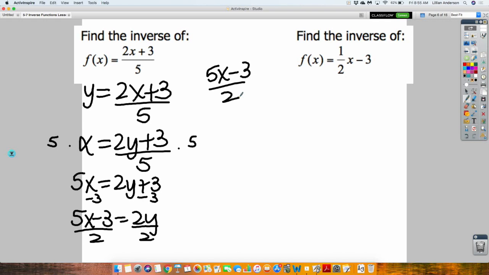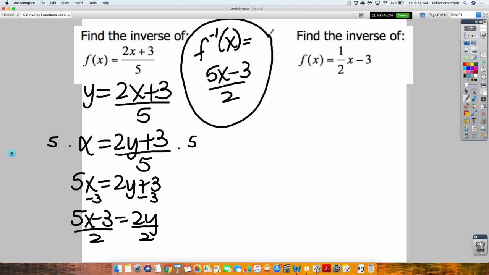And then the last step, f to the -1 of x. So you got to have the notation to indicate that it is the inverse.